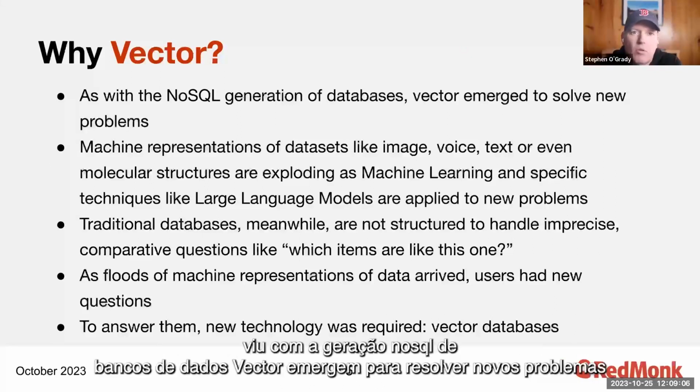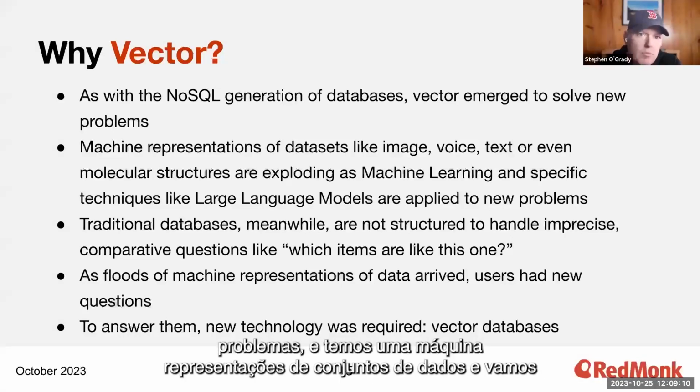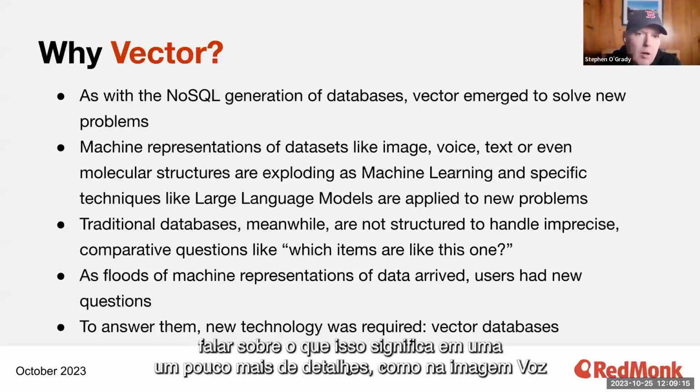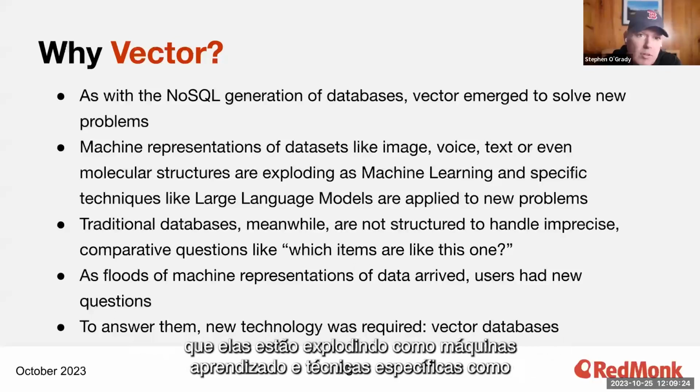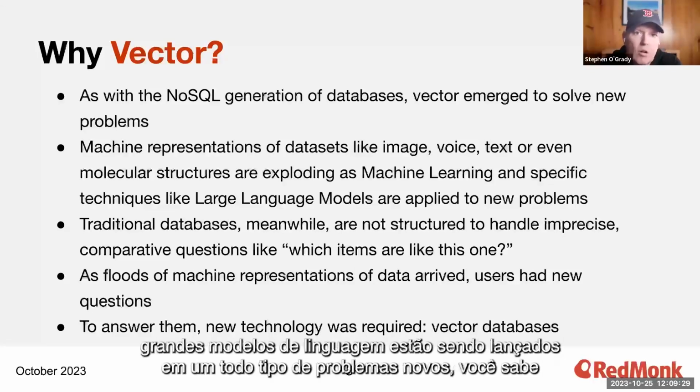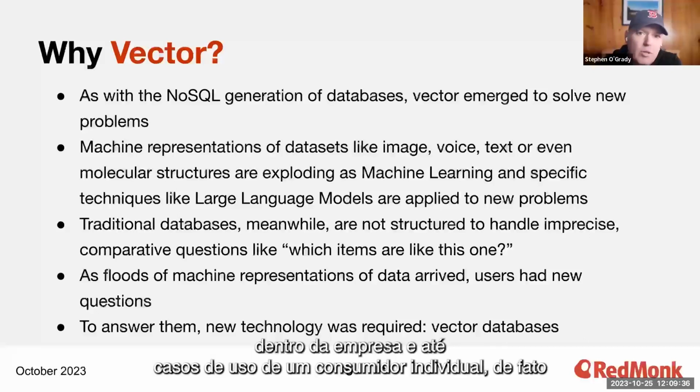And as we saw with the NoSQL generation of databases, vector emerged to solve new problems, right? So we have machine representations of data sets, and we'll talk about what that means in a little more detail. Like image, voice, or text, or even molecular structures, right? Vertical use cases as specific as that. These are exploding as machine learning and specific techniques like large language models are being thrown at all sorts of new problems within the enterprise and down to individual consumer use cases, in fact.